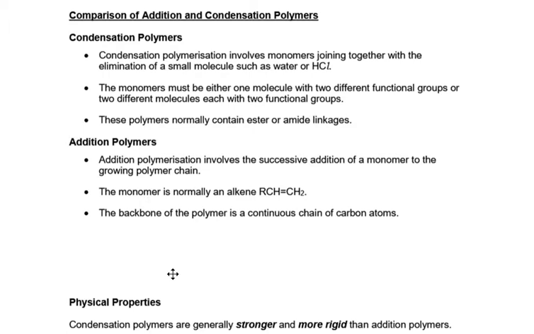So condensation polymers generally involve monomers that have more than one functional group. Those two functional groups react and a small molecule is lost. So the key feature is a small molecule such as water is lost from the reaction. They normally contain ester or amide links, and that is very, very important.